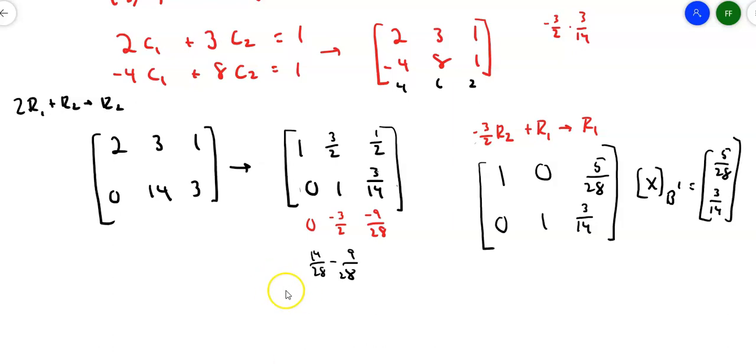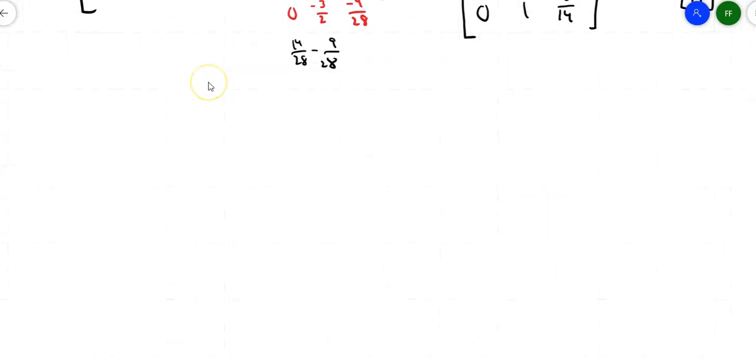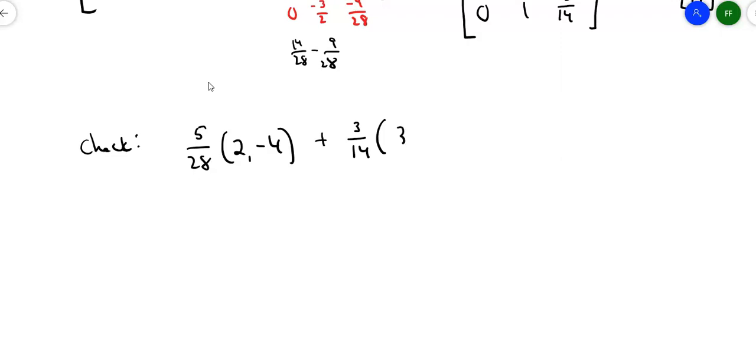Now, how do I know if I'm right? Well, let's try it out. Let's check. Take 5/28, and the first vector we were given in the basis was 2, -4. The second coefficient was 3/14 that we found, and the second vector was 3, 8. See if that really does equal the 1, 1. So this will give me a 10/28 plus 9/14. Well, 9/14 is the same as 18/28. So 18 plus 10, sure enough, that's 28/28, which is 1.